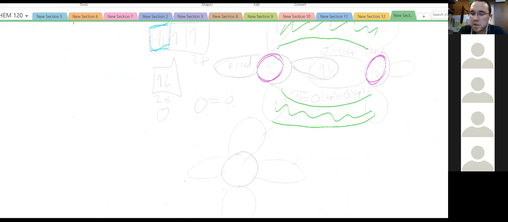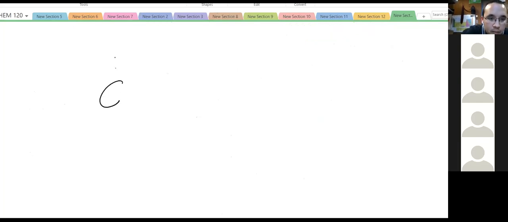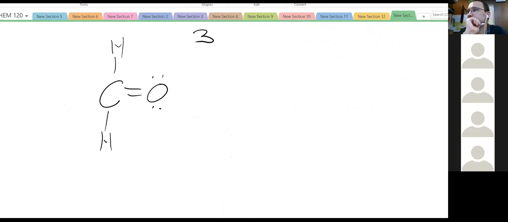Now, this gets more complicated, right? So let's look at a molecule like this. We're going to just talk about the carbon for a second. Actually, I'm going to zoom in on this so we can make it bigger. So that carbon, how many electron groups does it have? 3. And so what would its hybridization be?